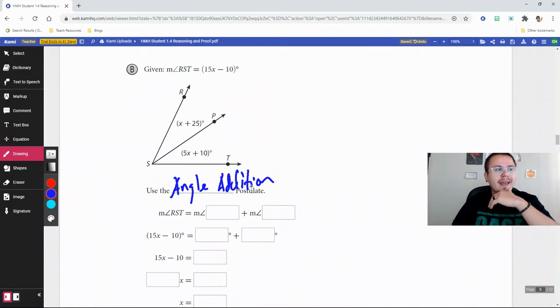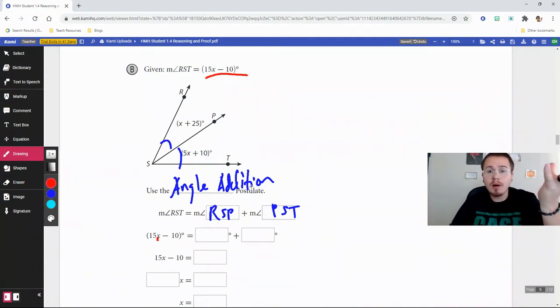Well, we don't have RST as one angle. It's composed of multiple. So what angle is this? You guys remember how to name angles, hopefully. So do it real quick. Pause me and then come back. We got RSP, and we have PST. Now you may have slightly different naming conventions, but make sure that S is your vertex. It's in the middle. So we know that the whole thing is equal to 15x minus 10.